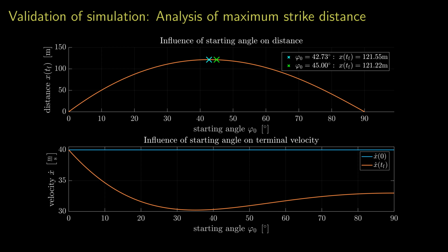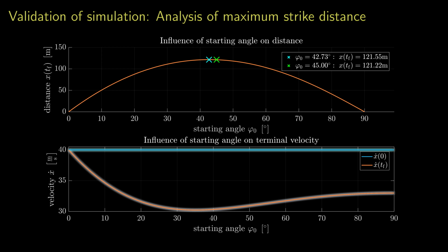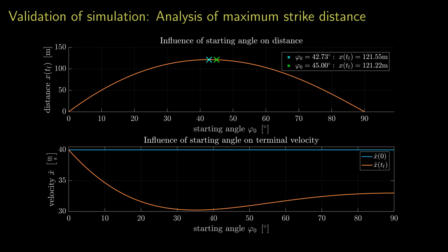Here we can see a comparison of tangential velocity of our baseball, and we compare the initial velocity to the final velocity, again for our different starting angles. Since our terminal point is on the same height as our starting point, and since we are taking air resistance into account, our final velocity must be lower than our starting velocity, which is the case as you can see here. If this would not be the case, we would know that something is not quite right in our simulation, but it looks correct to me.